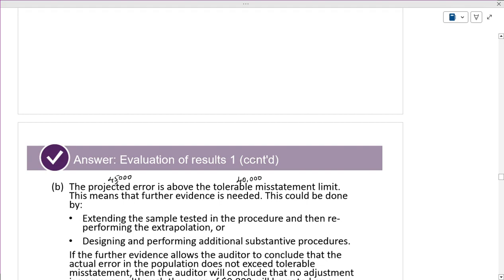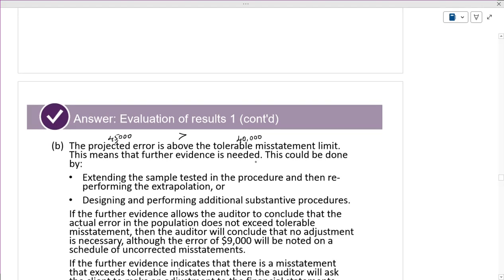The projected error is 45,000, which is above the tolerable misstatement. Is it greater than tolerable misstatement? This means that further evidence is needed. We have calculated this in part A. If the projected error is 45,000, above the tolerable limit, what are we doing in that case?